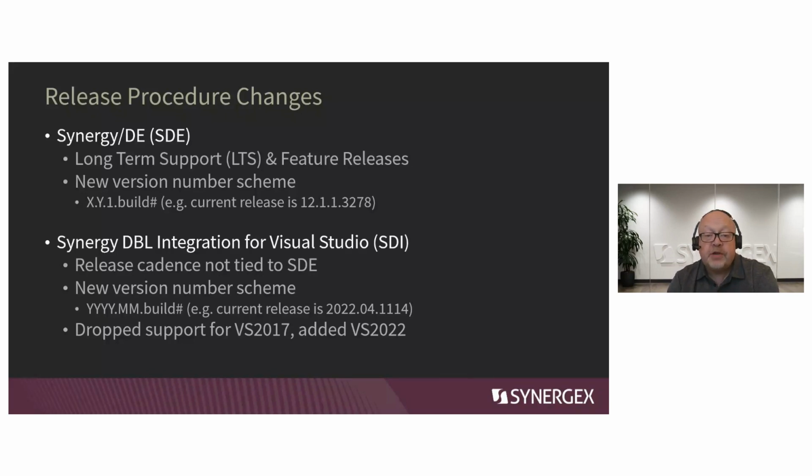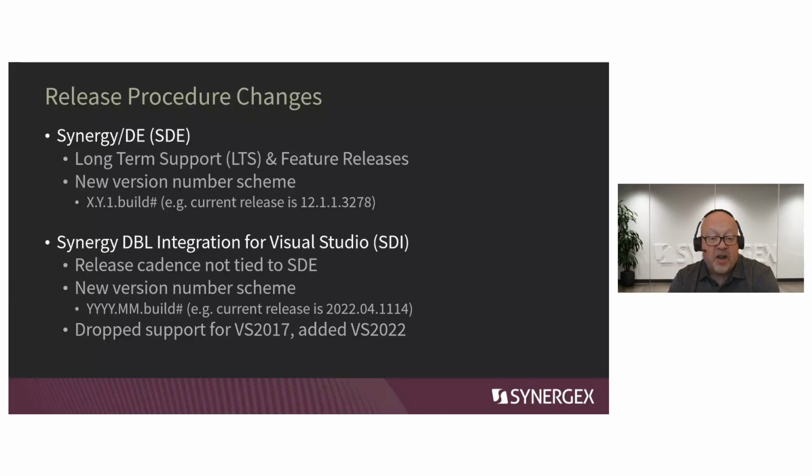We've also introduced a new versioning scheme for Synergy DE. The scheme uses the major and minor version numbers in the first two parts, with the minor version also indicating the type of release. So that's something to be aware of. That second digit, if it's an even number, is telling you that that release is a feature release. And if that second digit is an odd number, 12.1 for example, that indicates that it's an LTS, or long-term support, release.